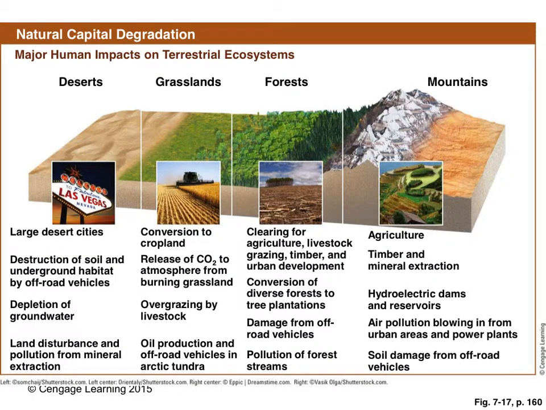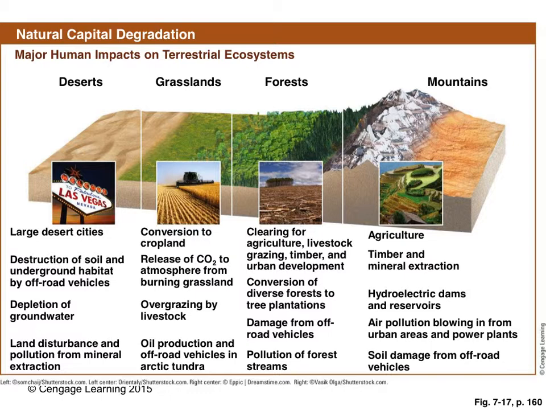Land disturbance and problems from mineral extraction too. These regions, deserts, oftentimes are where we get things like gold and copper and silver, and of course that's going to devastate our environment too. Grasslands, we're converting them to croplands because they're flat. They're very easy to convert.